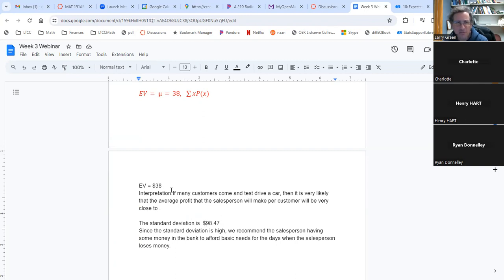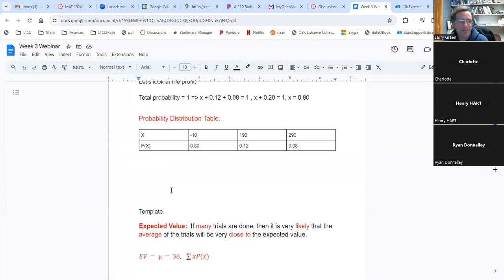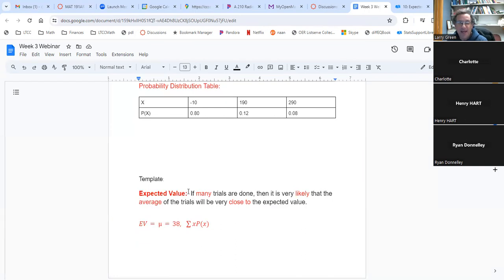Okay, so here's the interpretation. Let me give you the template first. That is, if many trials are done, then it is very likely that the average of the trials will be very close to the expected value. You may notice I put many, likely, average, and close to in red.